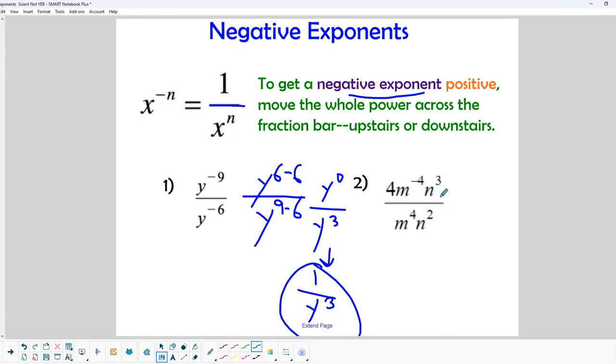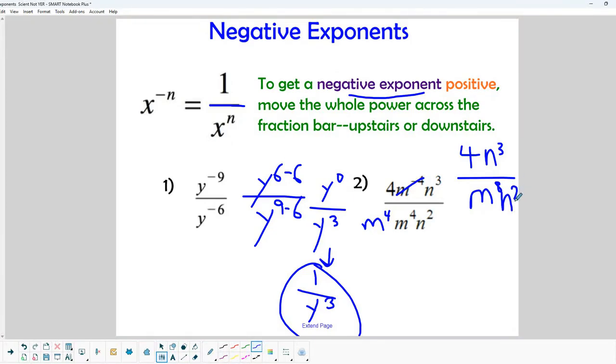Okay, on this one, we've got a negative exponent on the top, so we're going to move it down to the bottom and make it positive. Now we can follow our rules. We have 4n to the 3rd. So I'm going to write it up here, 4n to the 3rd over m to the 8th n to the 2nd.